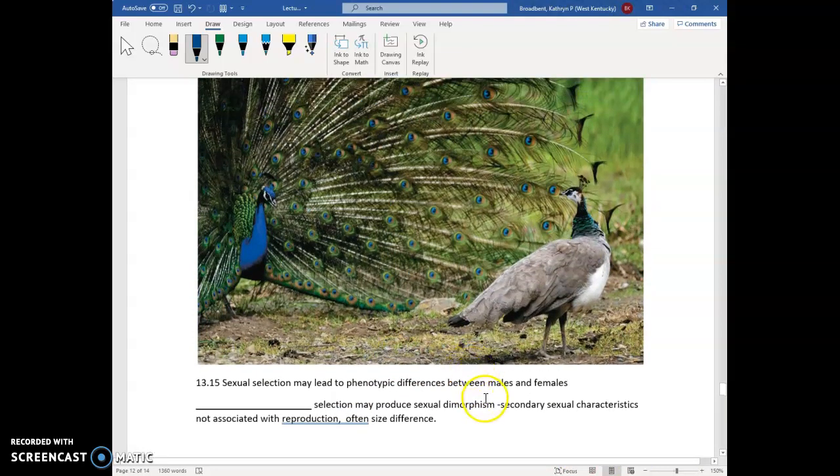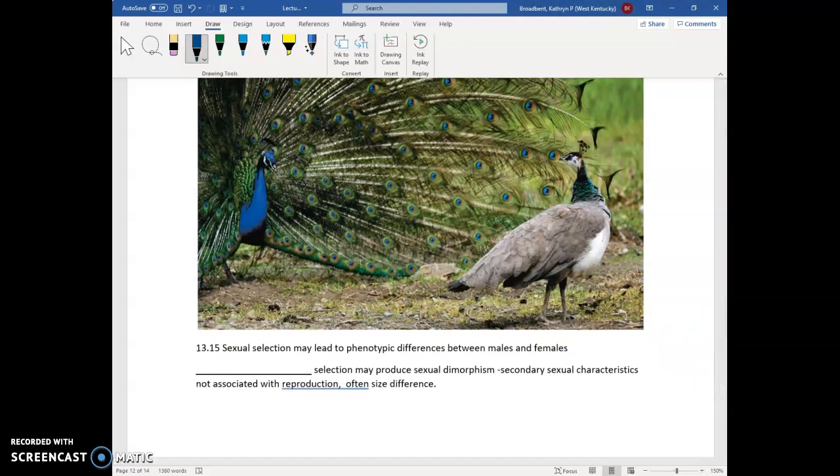So sexual selection is a type of natural selection, and this is the selection that gives us sexual dimorphism. Sexual dimorphism being the secondary sexual characteristics not associated with reproduction. Frequently, this is a size difference. The male of the species will be larger than the female. In birds, frequently the male will have beautiful plumage that the female will lack. You see the beautiful peacock here and the very drab peahen.